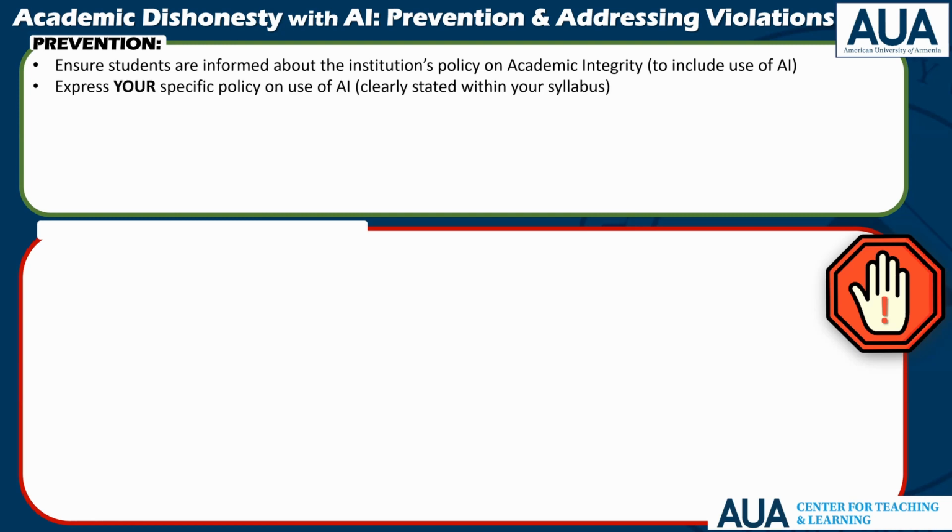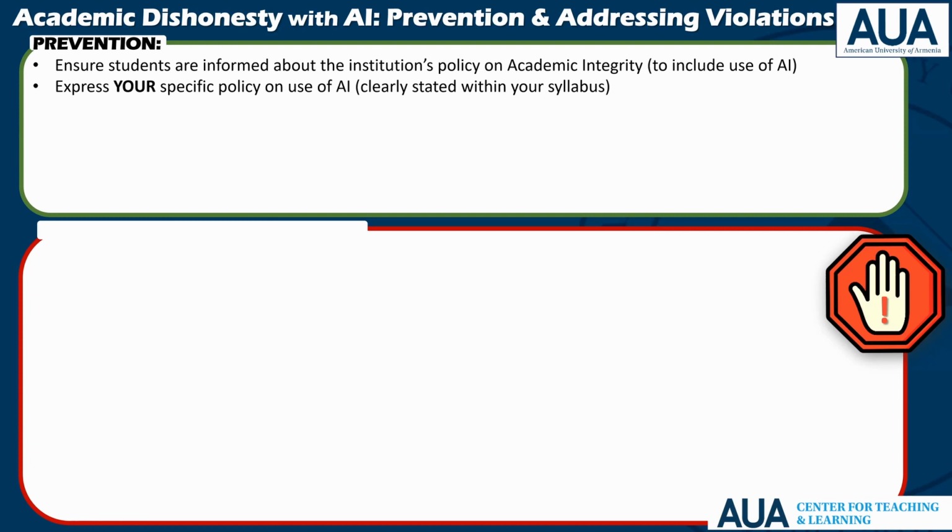Additionally, faculty need to express their specific policy on the use of AI. It should be clearly stated within the syllabus, meaning that the faculty will state to the student, yes, we're going to be using AI within this classroom, or no, we're not going to be using AI, or something in between. We're going to be using it for a couple of different things, and I'll let you know specifically when.